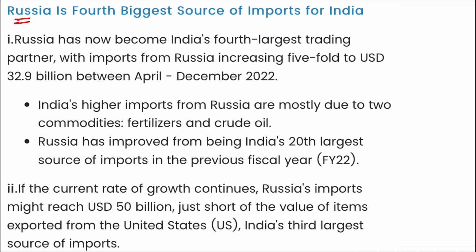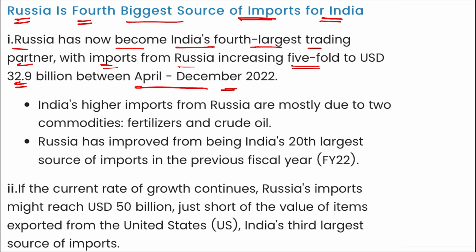Next, Russia is the fourth biggest source of imports for India. I repeat, Russia has now become India's fourth largest trading partner, with imports from Russia increasing fivefold to $32.9 billion between April and December. Also remember, India is importing oil from Russia, that is the virgin oil, and this import of oil has increased by almost 33 times. You understand how much oil we are importing.